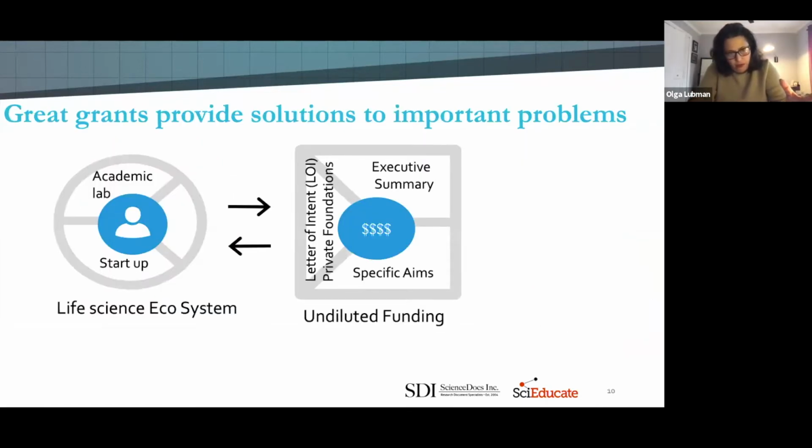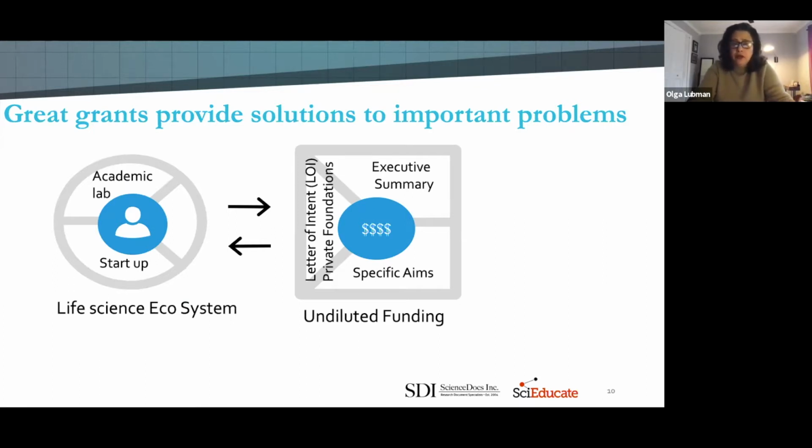So let's agree on the fact that writing a great grant proposal or designing a transformative project is hard work, and many issues need to be considered. What great grants do is provide solutions to a really important problem. And what makes them great is that they clearly articulate and convince the target audience why the problem is important and why your solution is great.